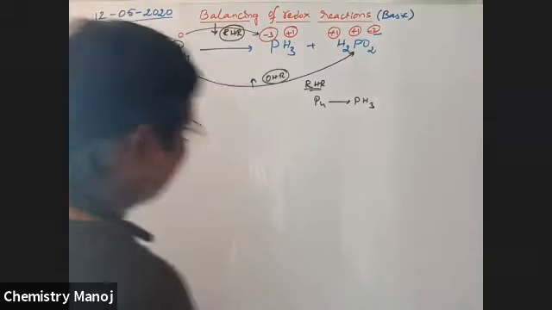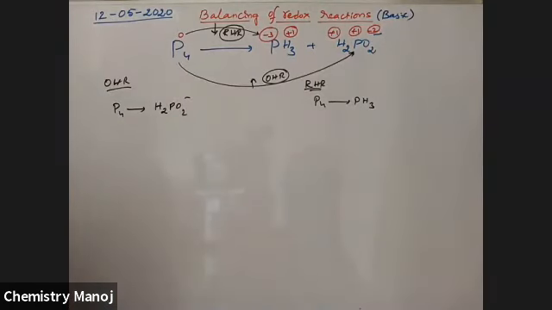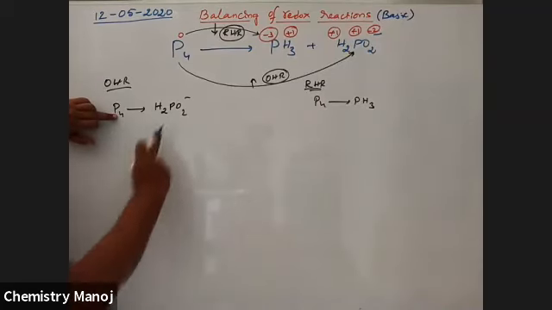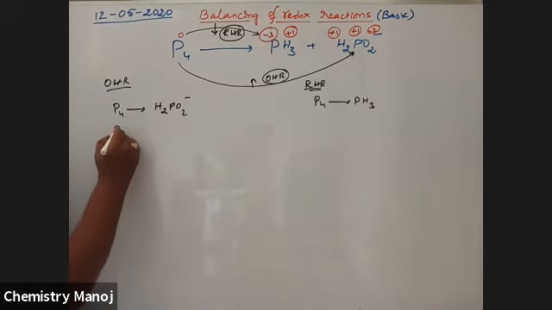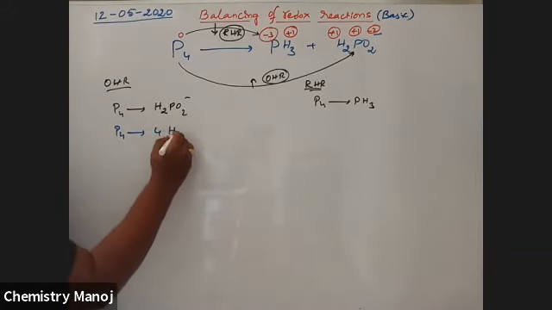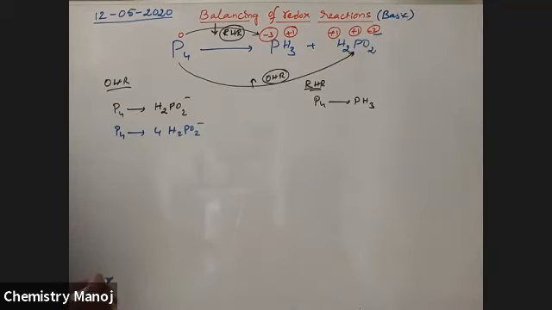Now balance this equation. As usual, here there are 4 phosphorus, and other than oxygen and hydrogen, I am going to balance phosphorus first. There are 4 phosphorus on one side, only 1 phosphorus on the other. Multiply this one with 4 to balance that phosphorus. Now P4 gives 4H2PO2 minus. Now phosphorus are balanced.